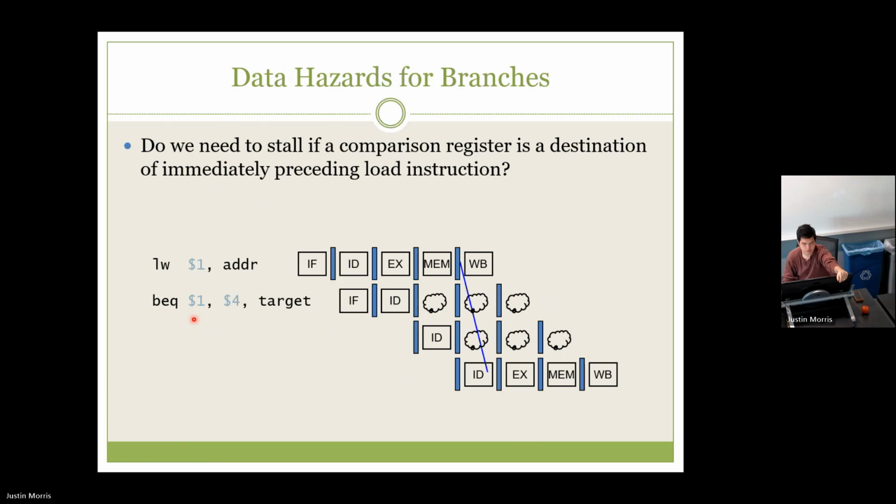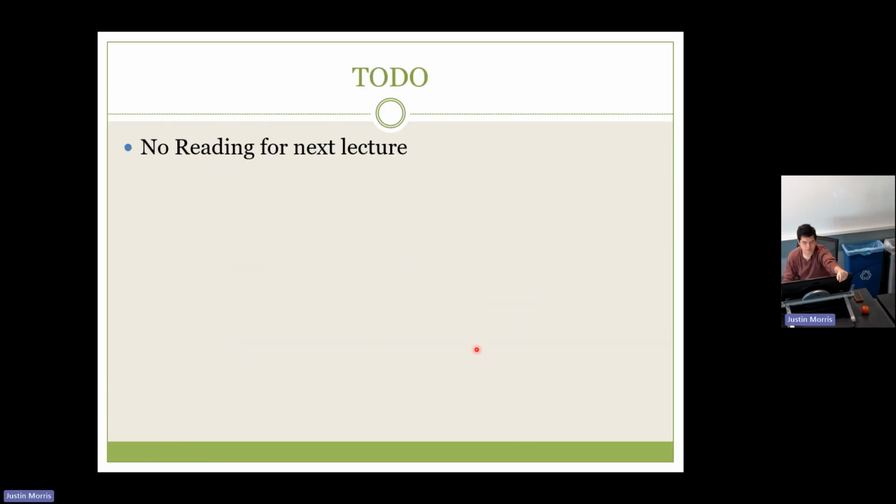Okay. So we already talked about this data hazard. If we have a load word and the branch is right after, we need to stall twice. So for one thing, there's no additional reading. We're going to use control hazards.